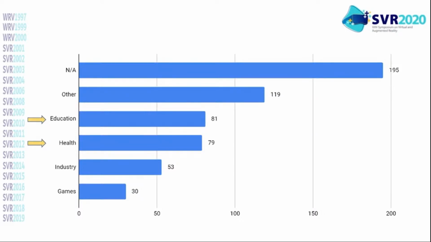The figure shows how the published papers were distributed in the main application areas. Since the first two categories represent papers that have no specific target area or a target area different from those mentioned, the most important application areas focused on by SVR papers were education and health.